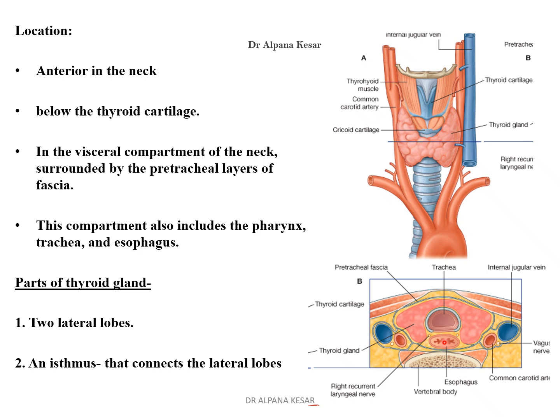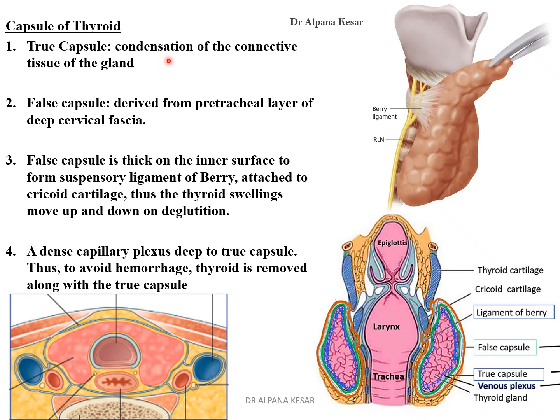The two parts of the thyroid gland are the two lateral lobes and an isthmus that connects the two lateral lobes. Capsule of the thyroid gland. Thyroid gland is enclosed by two layers or capsule. The inner one is called the true capsule and the outer one is called the false capsule. True capsule is formed by condensation of the connective tissue of the thyroid gland, while the false capsule, which is the outer capsule, is formed by the pretracheal layer of the deep cervical fascia.